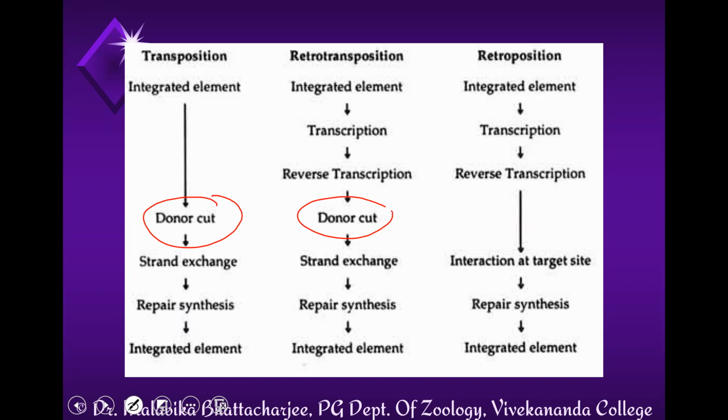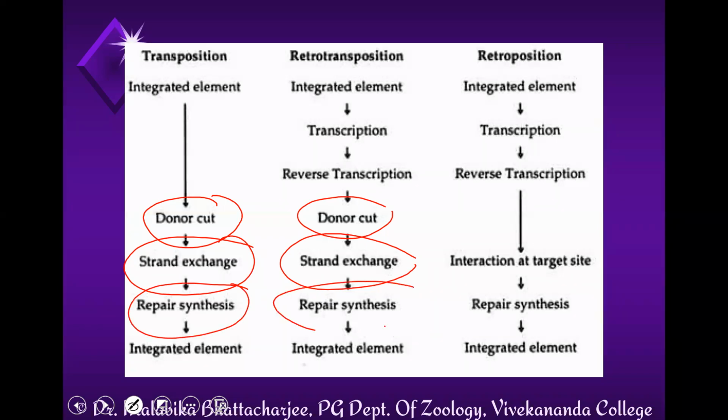Then the second stage was a strand exchange. That also we saw in the animation, where a pair of transesterification reactions catalyzed by transposase will join the 3' end of the transposable elements to the host DNA at the target site. So it was the joining of the donor DNA to the target DNA, and finally the repair step. So this occurs in all these 3 categories. And in the repair step, if you remember, DNA synthesis occurred, which filled any remaining gaps.